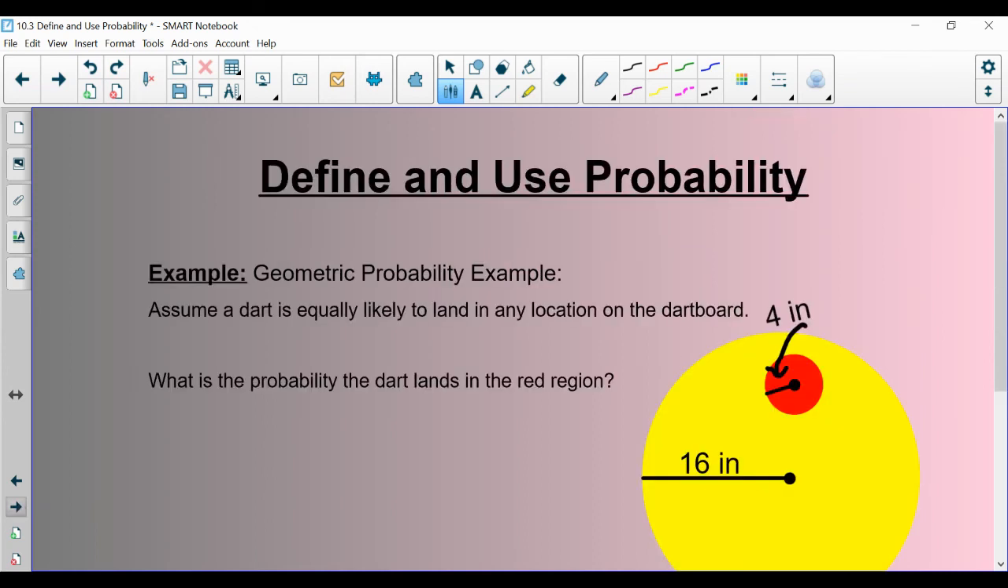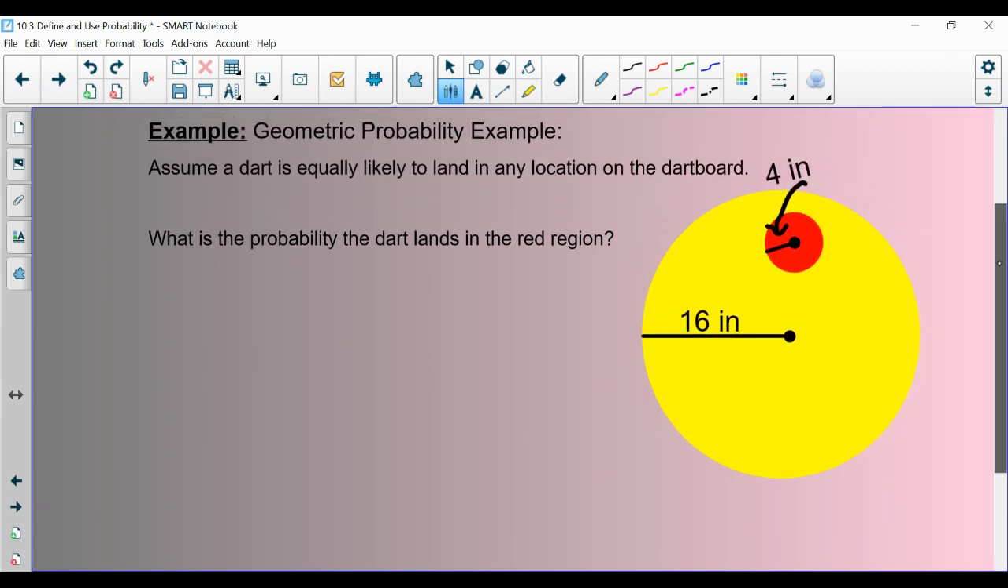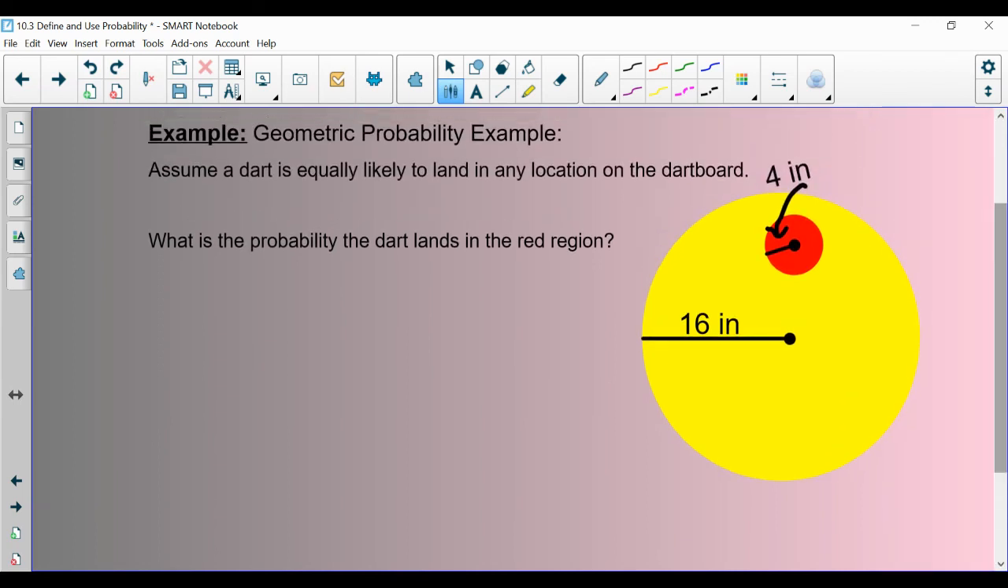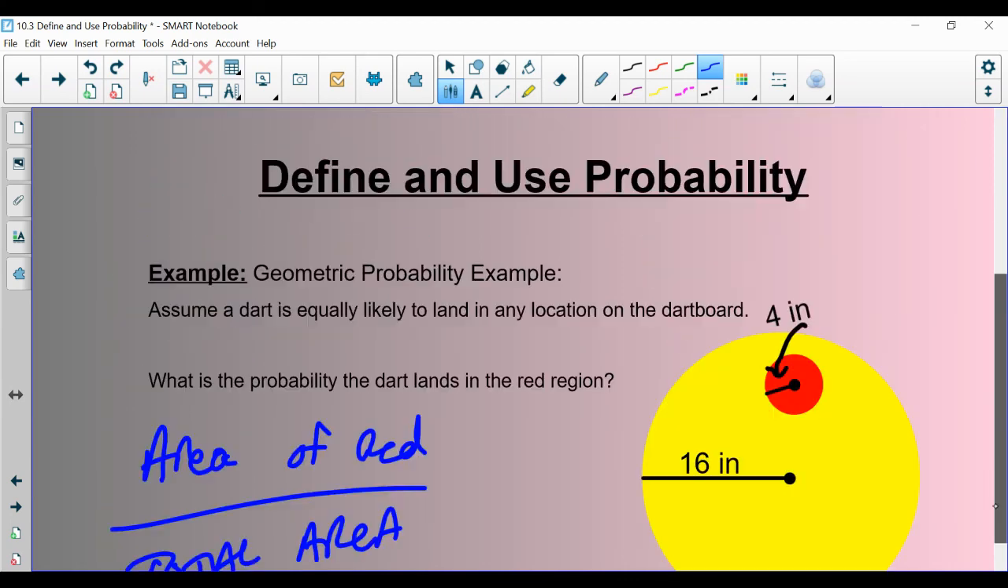Last example. Let's do one geometric probability example. It's good for the soul. Assume a dart is equally likely to land in any location on my dartboard over here. It's a very odd dartboard. What is the probability that the dart lands in the red region? What you're going to need to do is find the area of the red region divided by the total area. And I gave you the radii for both of these circles.